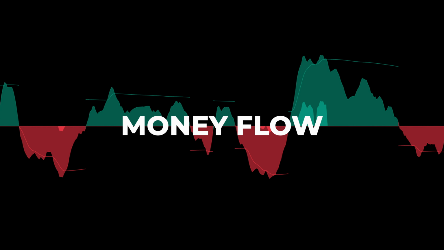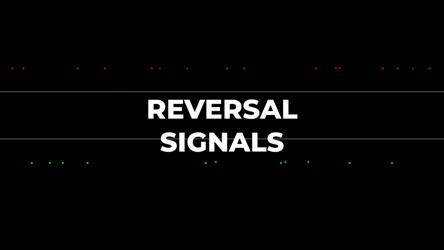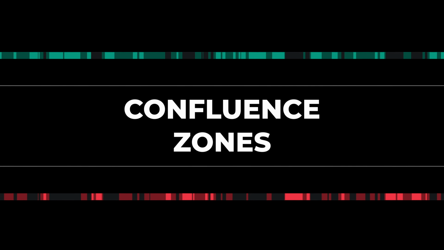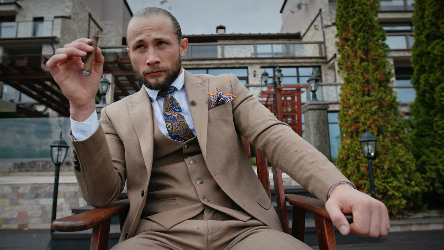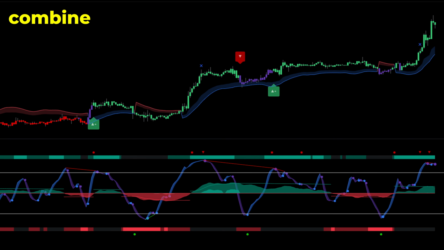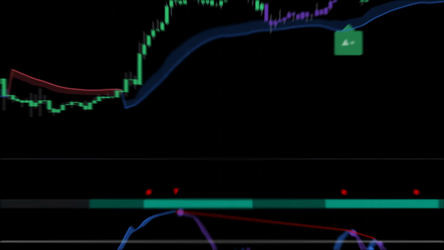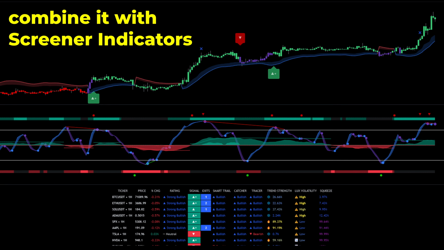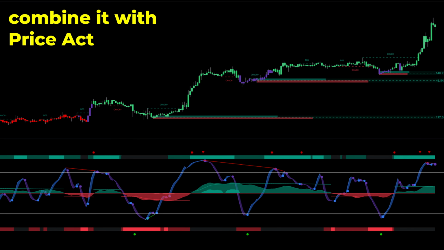Why is it called the oscillator matrix? Think of it as a complex puzzle made of diverse pieces that come together to create a systematic approach to market analysis. While it's robust enough to stand alone, it also excels as a complementary tool to your primary analysis, with or without other LuxAlgo premium indicators.